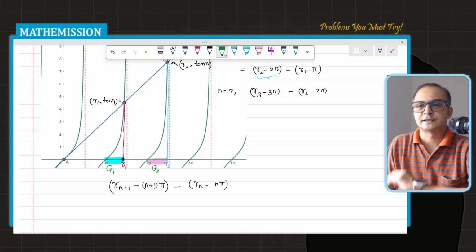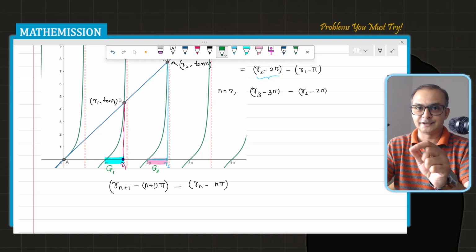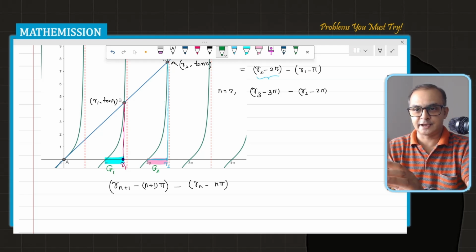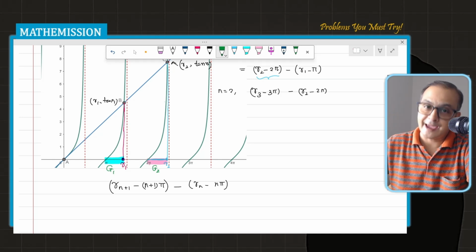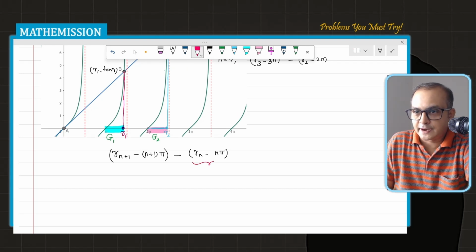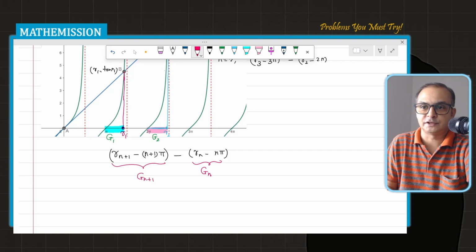Gap 1 indicates the horizontal distance between the first root and the first pi. The gap 2 indicates the second root minus 2 pi. The gap 3 will indicate the third root minus 3 pi. So the gap n will indicate the nth root minus n pi. So this I'm calling gn. So automatically this will give you gn plus 1, because this is the nth gap.